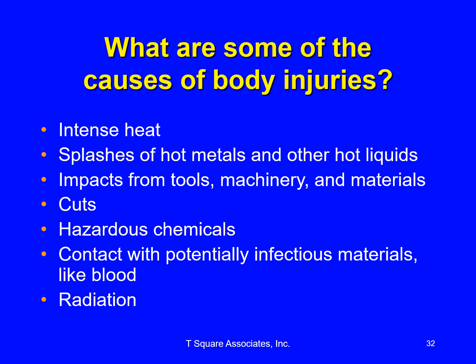Body protection. Some of the causes of body injuries would include intense heat, splashes from hot materials, impacts from tools, machinery, and materials, cuts, hazardous chemicals, contact with bloodborne pathogens, potentially infectious materials, and radiation.